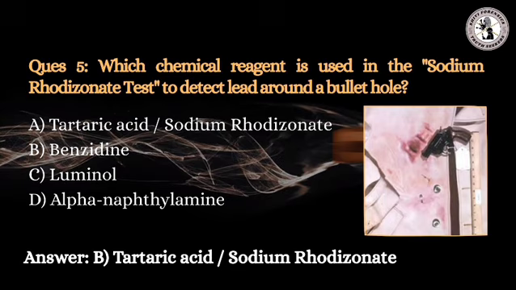Now if you need to find lead specifically, you use the sodium rhodizonate test, and it's a beautiful reaction. If lead is present, you'll see a scarlet or pink color change after adding the reagents.